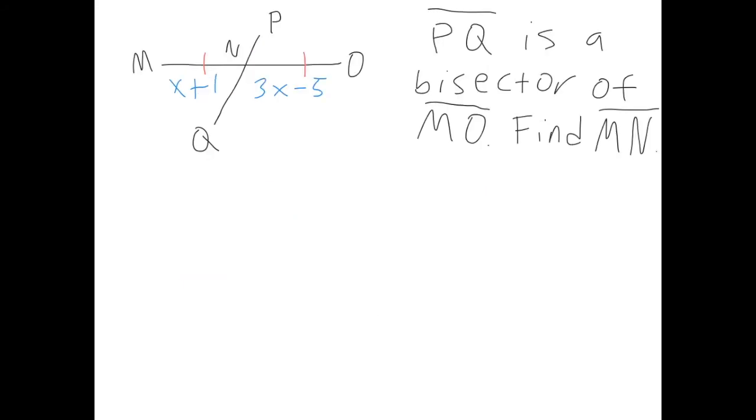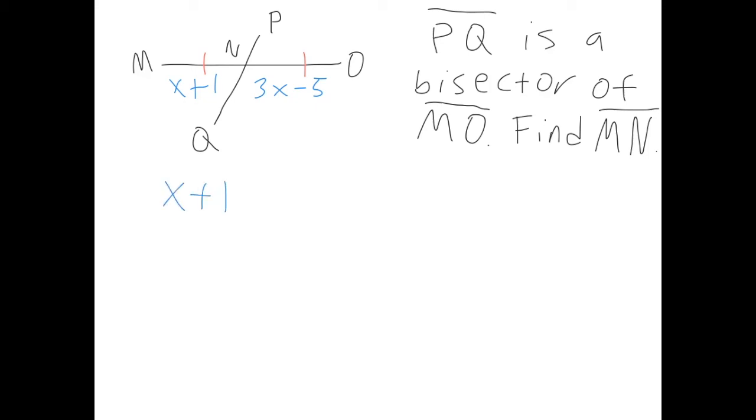Alright, so here's the final example. In this case, we're back to segments, and we have PQ is a bisector of line segment MO. But in this case, the two values they give you are both expressions, they both have x in them, but they want you to find the actual value of MN. So this is multi-step now. First, we have to find out what x is. So just like we did before, since they're equal by the red marks, we set them equal to each other.